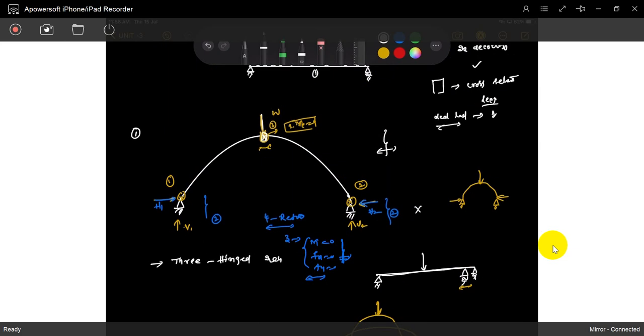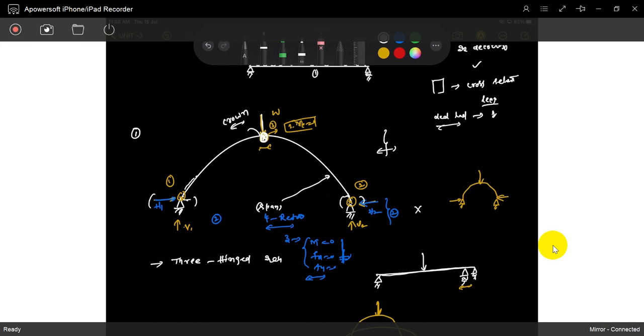What is this point where we provide the hinge? This point is called the crown. Crown is the top. And this is called the span. You can call the span the same. This is the span.